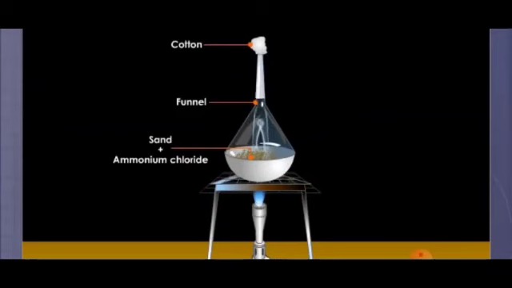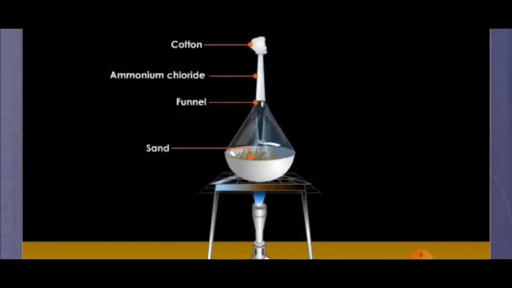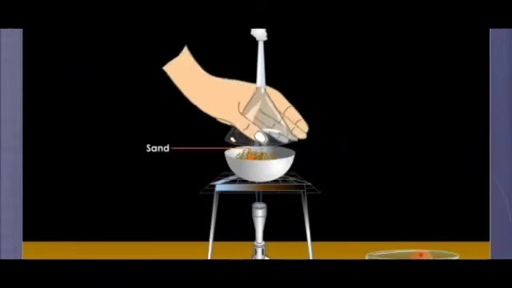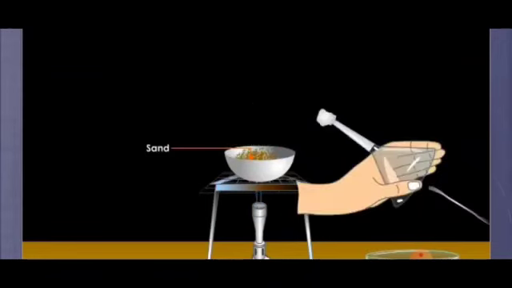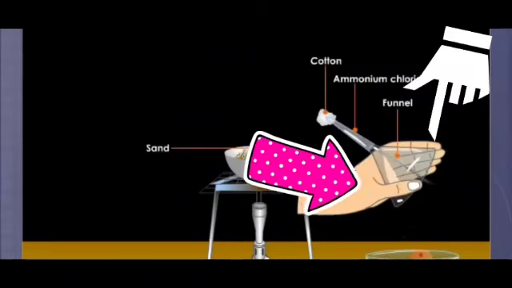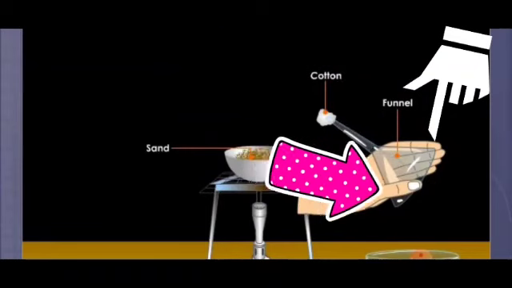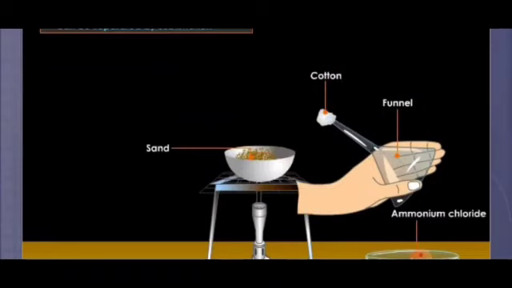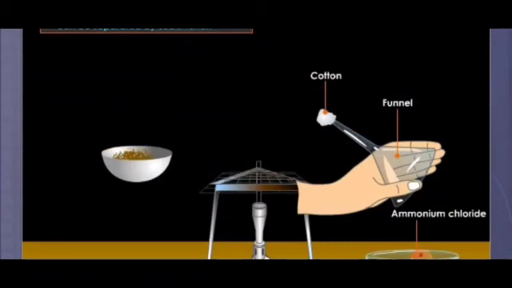Now what happened? The pure vapors of the volatile solid pass through the holes in the asbestos sheet. Ammonium chloride condenses on the inner sides of the funnel. The non-volatile impurities remain in the china dish.